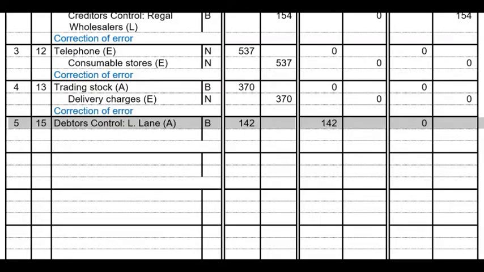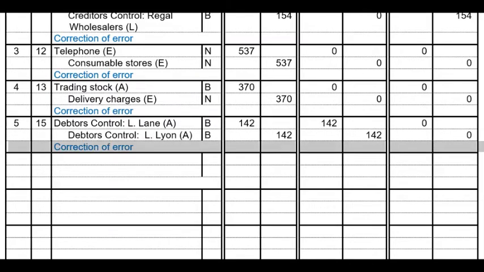Okay, so to fix it, you go and debit Al Lane, credit Al Lion because they didn't buy something from us. Okay, and then it's a correction of error. Both of them will affect the debtors control columns, so remember to write it there.